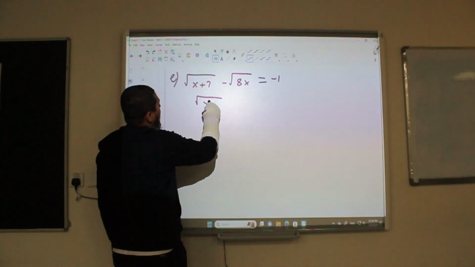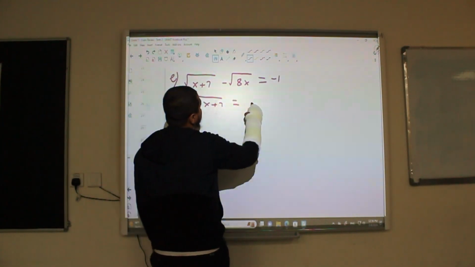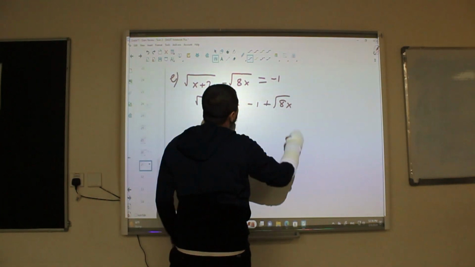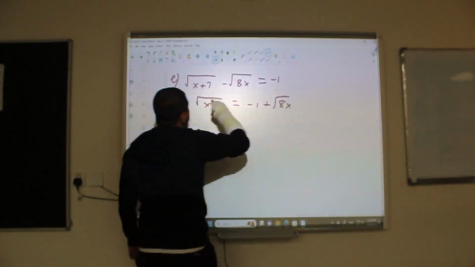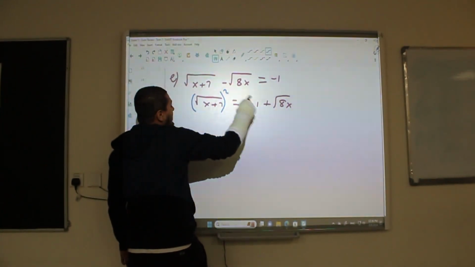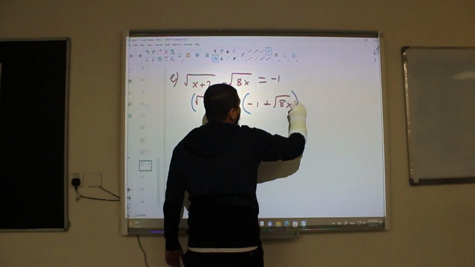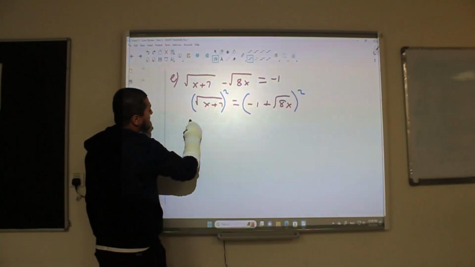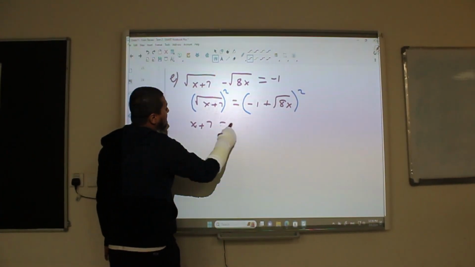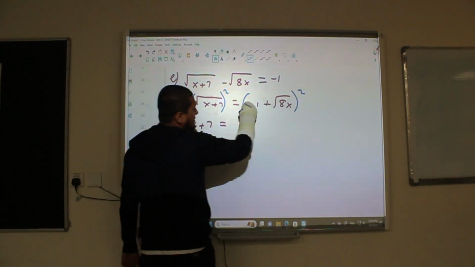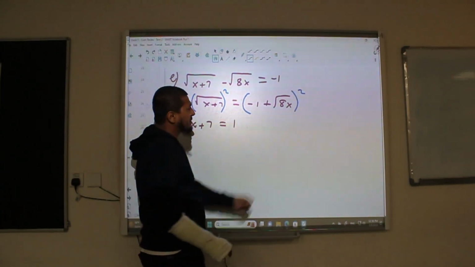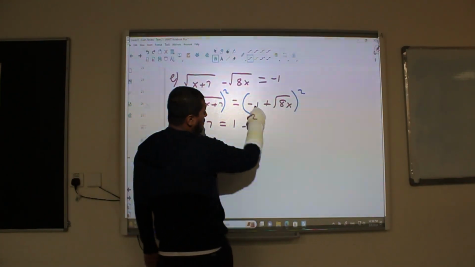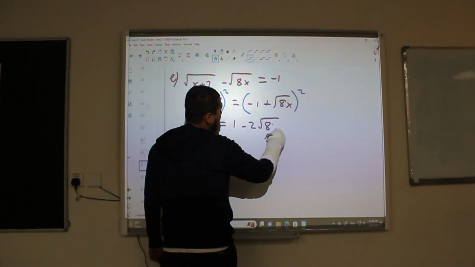So we have x plus 7, which is equal to negative 1 plus square root of 8x. Now we're going to square both sides. If you square both sides, one side will end up with 3 terms. The other side, because you're just squaring a square root, gives x plus 7. On this side, you will get 3 terms. Negative 1 squared is 1. The middle term is negative 2ab, right? So negative 2 square root of 8x.